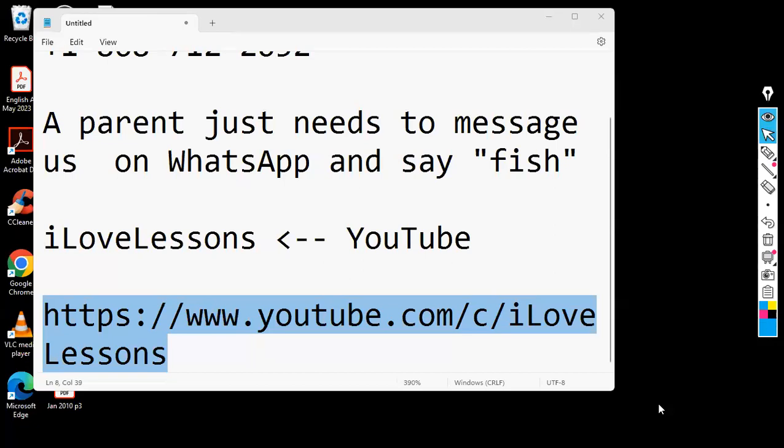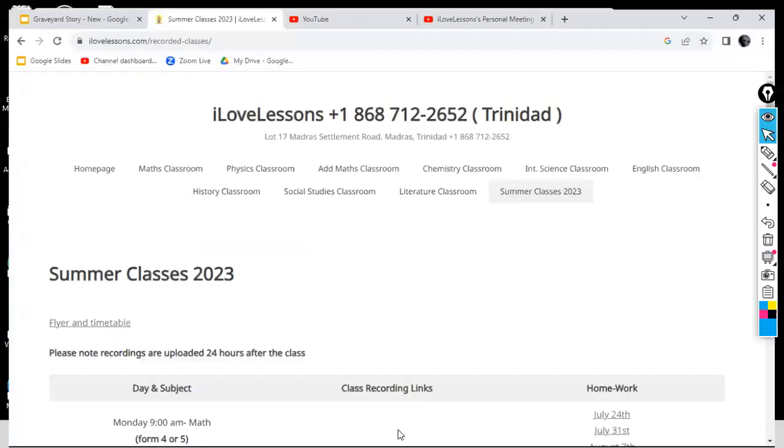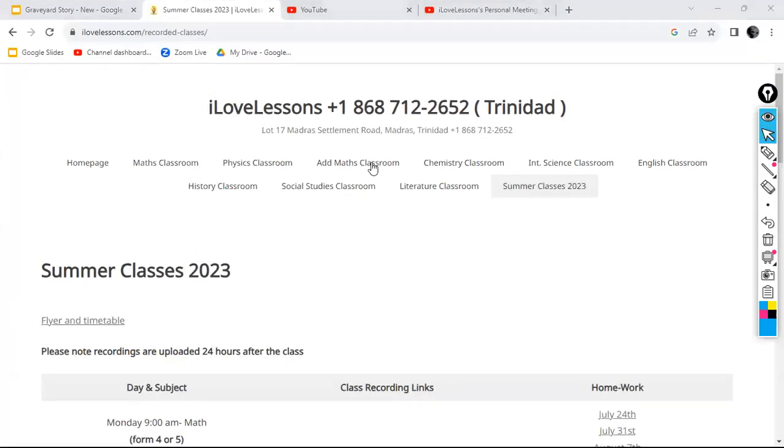And the class after this, that's starting at 11:45, is the English class for the Form 2s and Form 3s. The English Form 4s and 5s is on Saturday. So please check your timetable for class times and whatnot. You need to check with your parents for that.